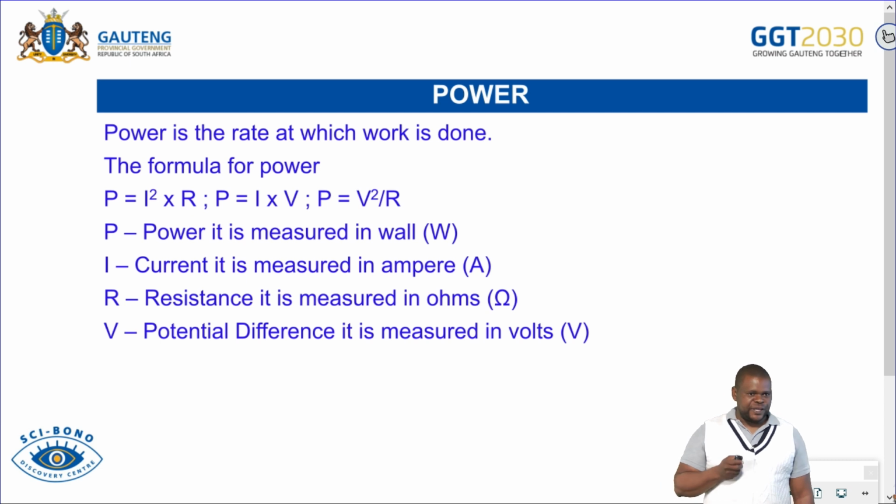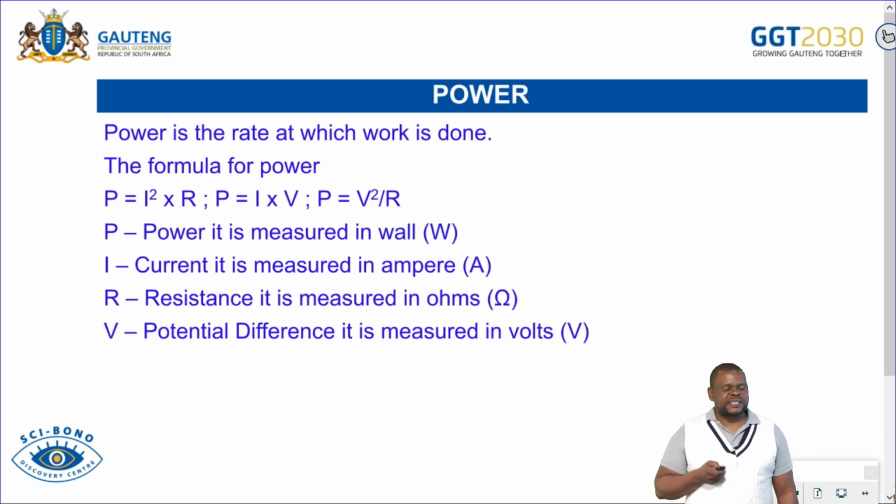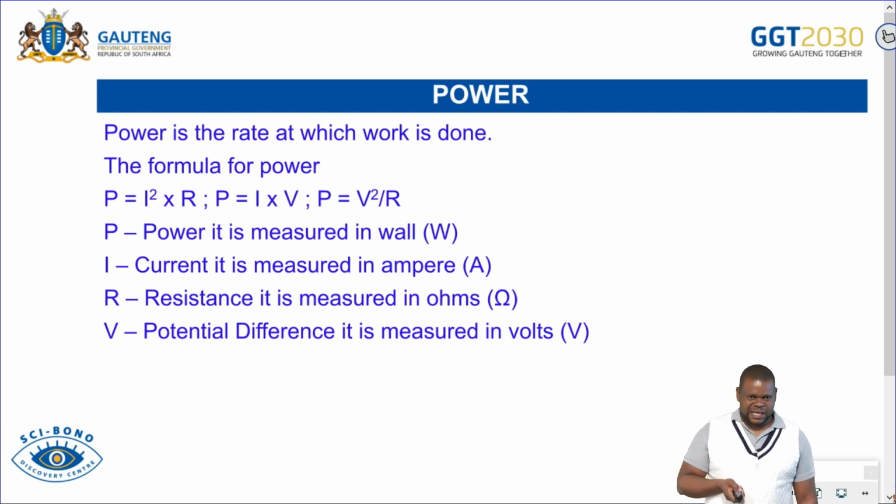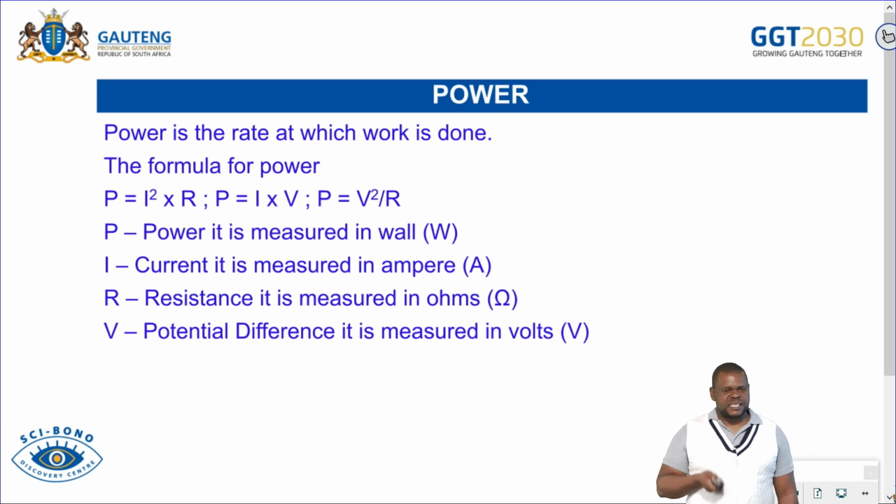Lastly, V is for potential difference, and sometimes it will mean what? EMF. It is measured in what? In volts, grade 11s, and we know that the symbol for volts is what? Is capital letter V.